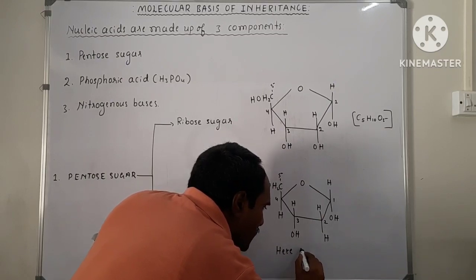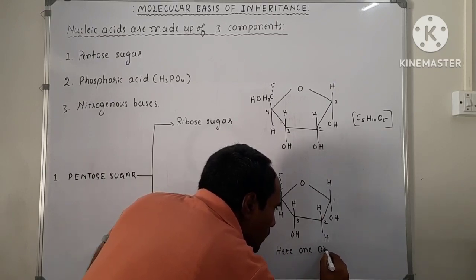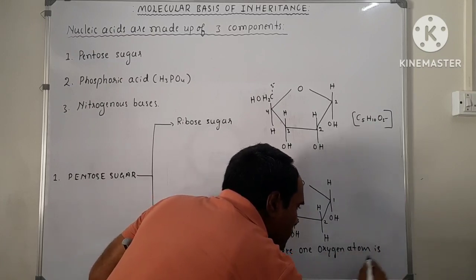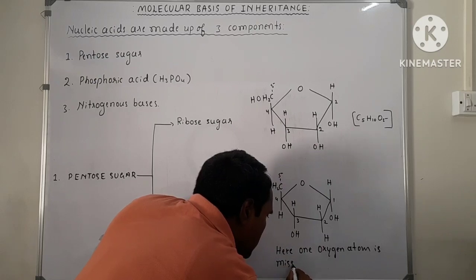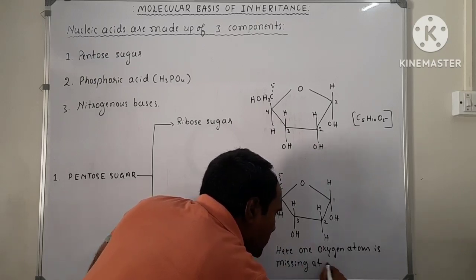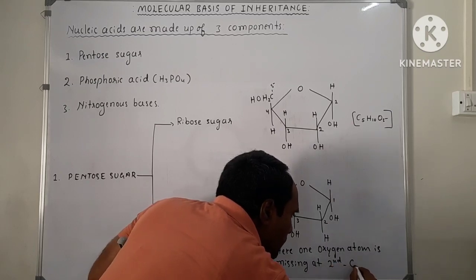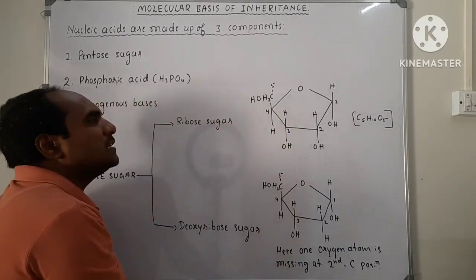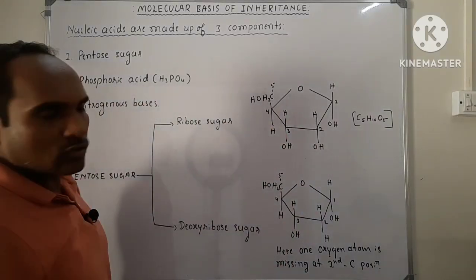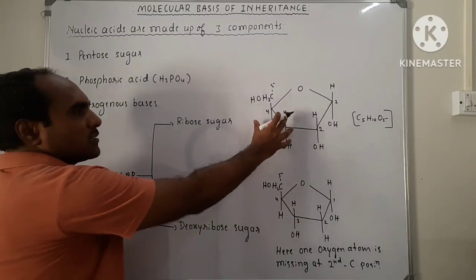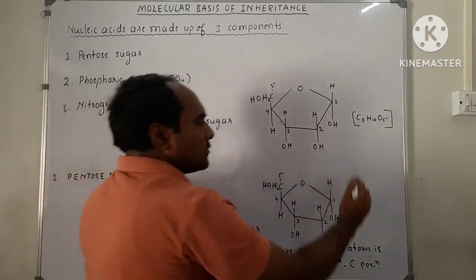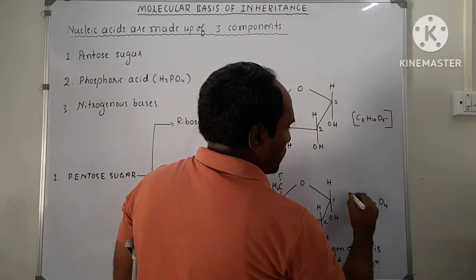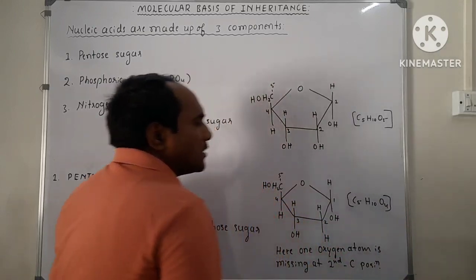One oxygen atom is missing at the second carbon position. Getting my point? This is the only difference between ribose sugar and deoxyribose sugar. This is the structural formula and this is the molecular formula. Its molecular formula is C5H10O4. This is the molecular formula of deoxyribose sugar.